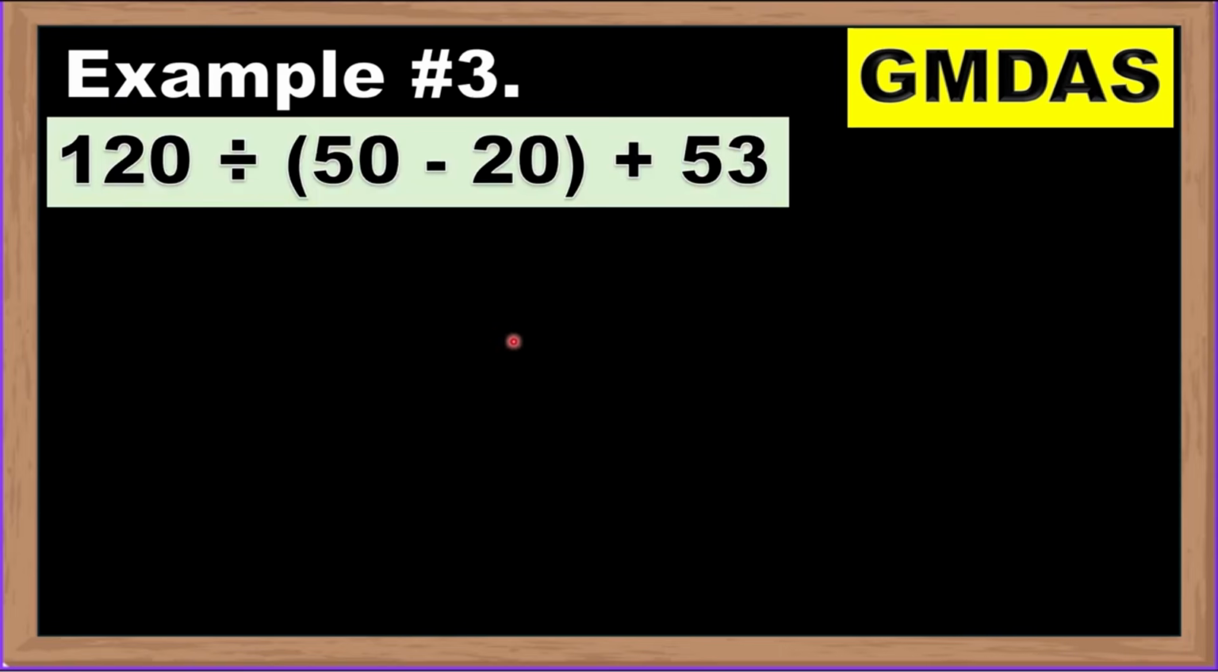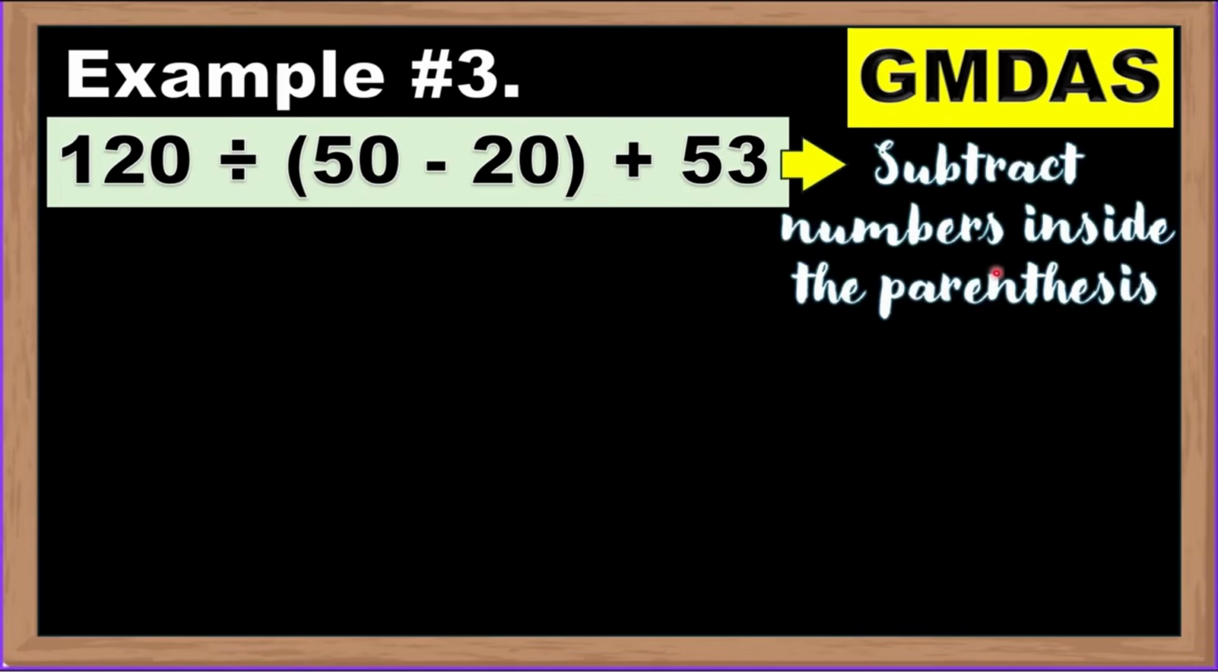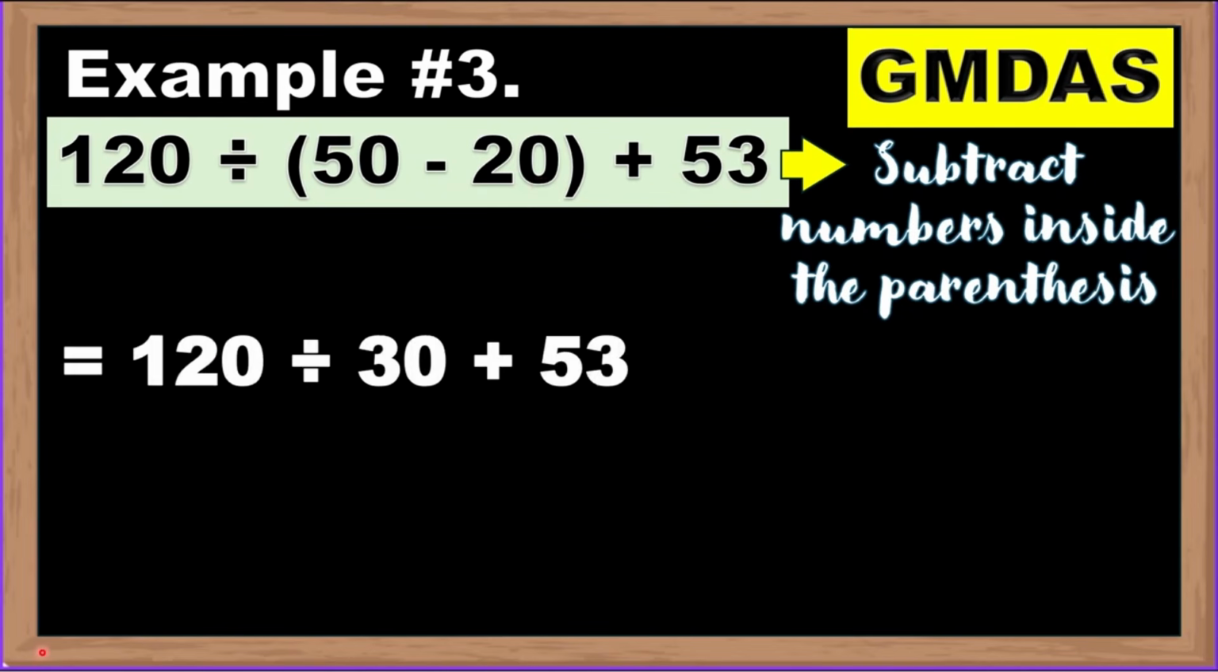We have our next example, example number 3. Our expression is 120 divided by the quantity of 50 minus 20, plus 53. Again, we follow the GMDAS rule. First, we're going to solve the operation inside the parentheses. Subtract numbers inside the parentheses. So 50 minus 20. It becomes 120 divided by 30 plus 53.